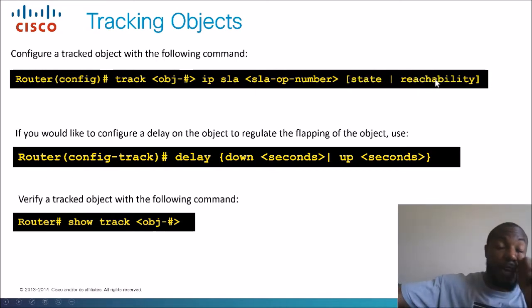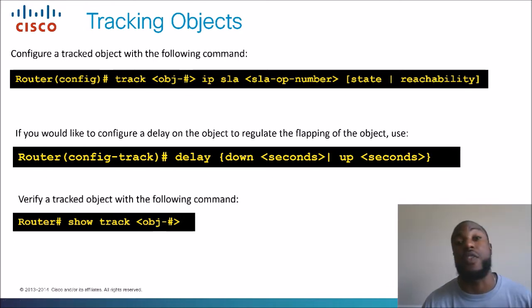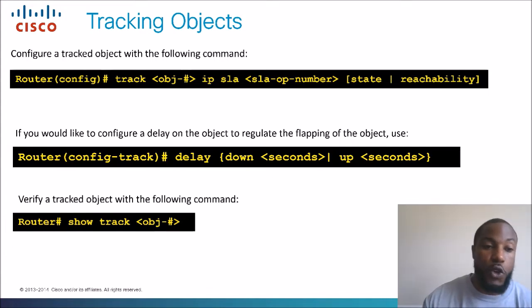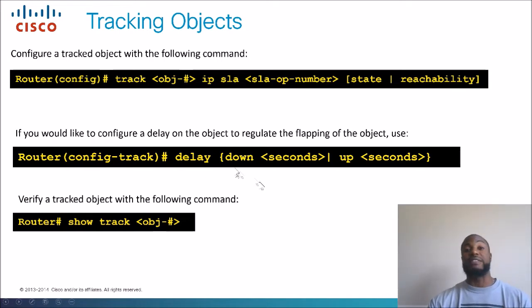If we're not able to reach this, take this action: either take another route or cease traffic altogether, which it'll do automatically. There are so many things you can do. You can also configure a delay on the object to regulate flapping, like if something's going up and down. If it's down for more than a minute, then take action. We can do a show track to verify our track objects.